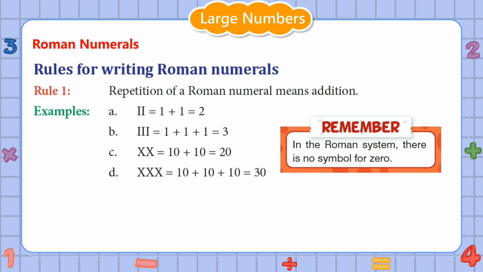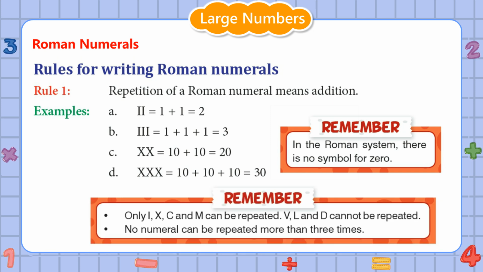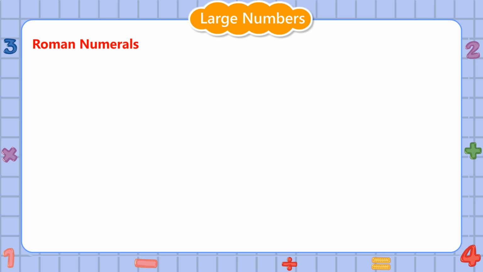Remember, in the Roman system, there is no symbol for 0. Remember, only I, X, C and M can be repeated. V, L and D cannot be repeated. No numeral can be repeated more than 3 times.